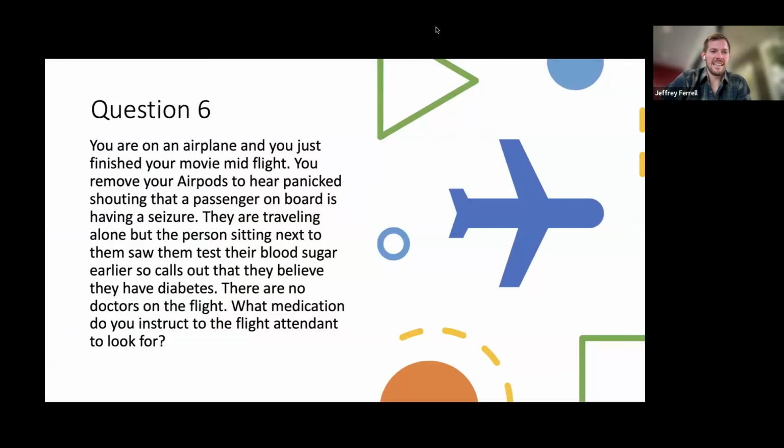Awesome. And then I really liked this last question. I thought this was really great. So I'm going to lay this scenario out for you guys. You're on an airplane and you just finished your movie mid-flight. You remove your AirPods to hear panicked shouting that a passenger on board is having a seizure. They are traveling alone, but the person sitting next to them saw them test their blood sugar earlier, so calls out that they believe they might have diabetes. There are no doctors on the flight. What medication do you instruct the flight attendant to look for?